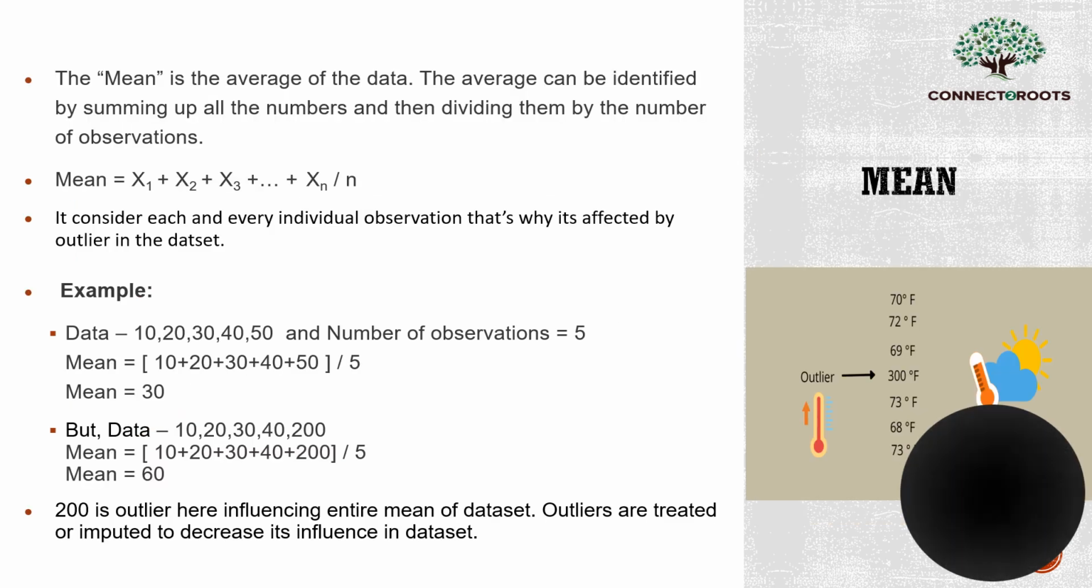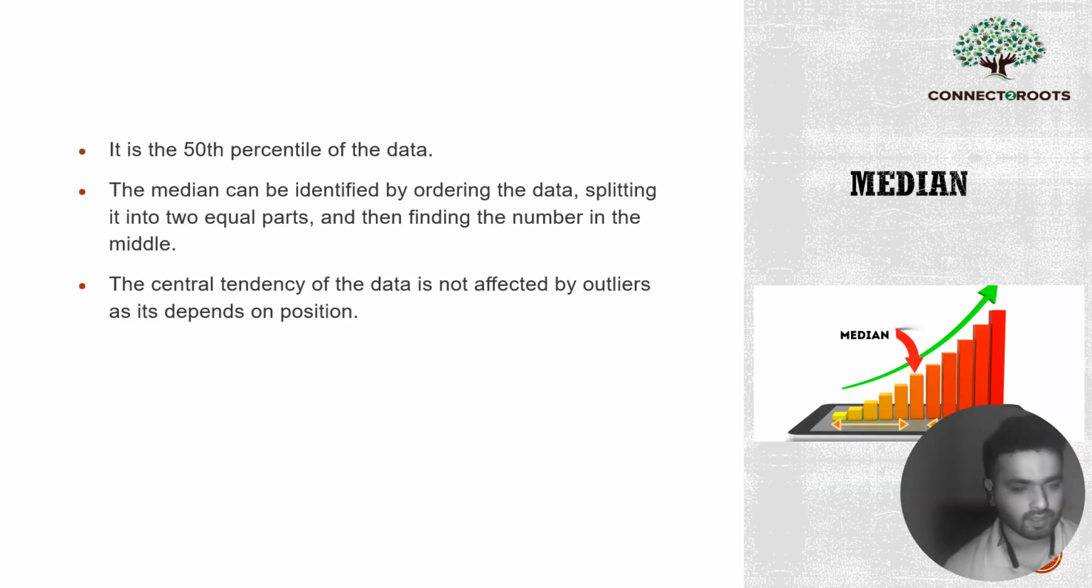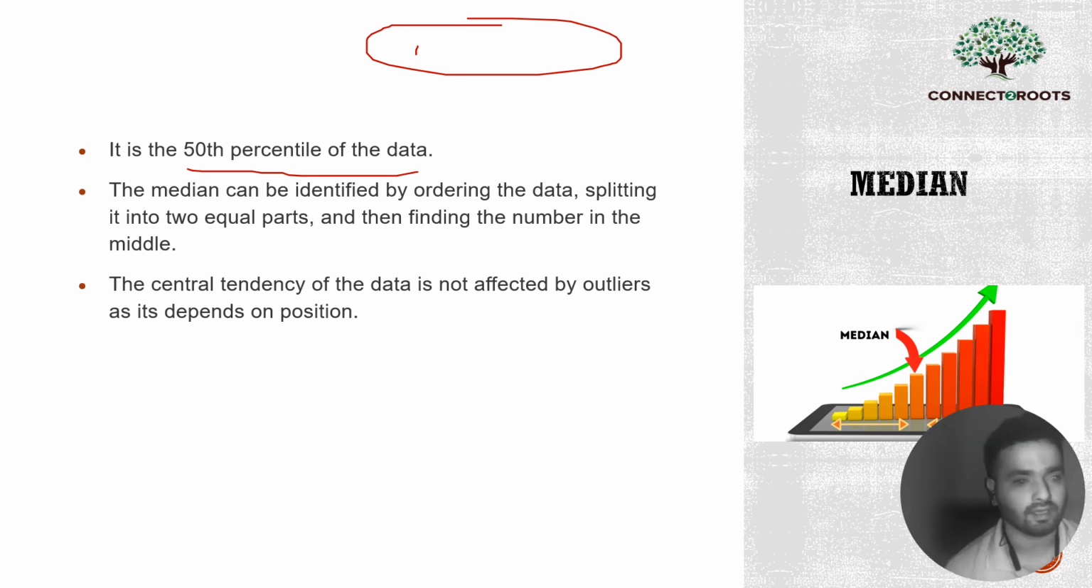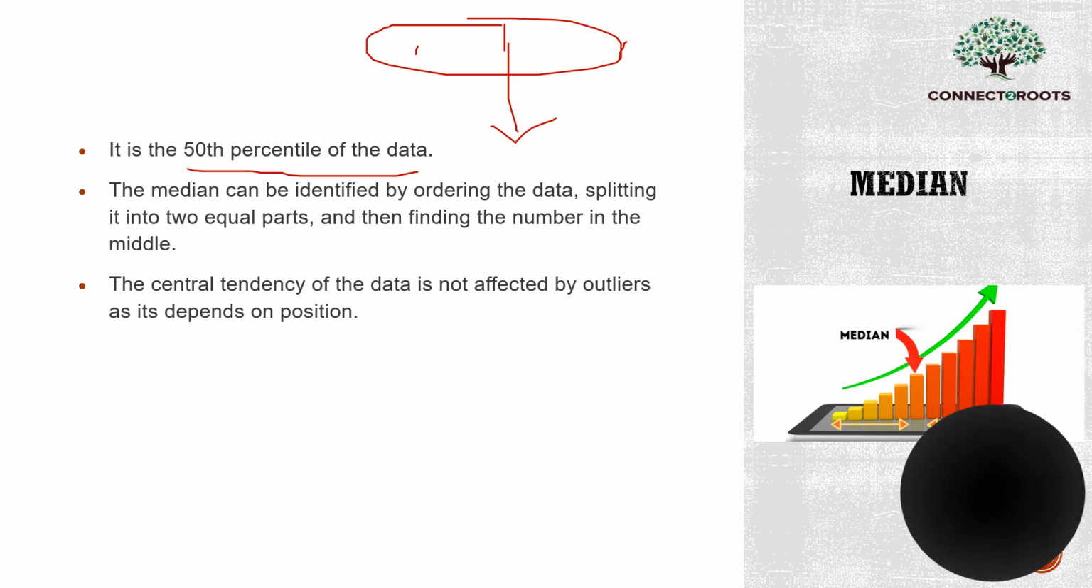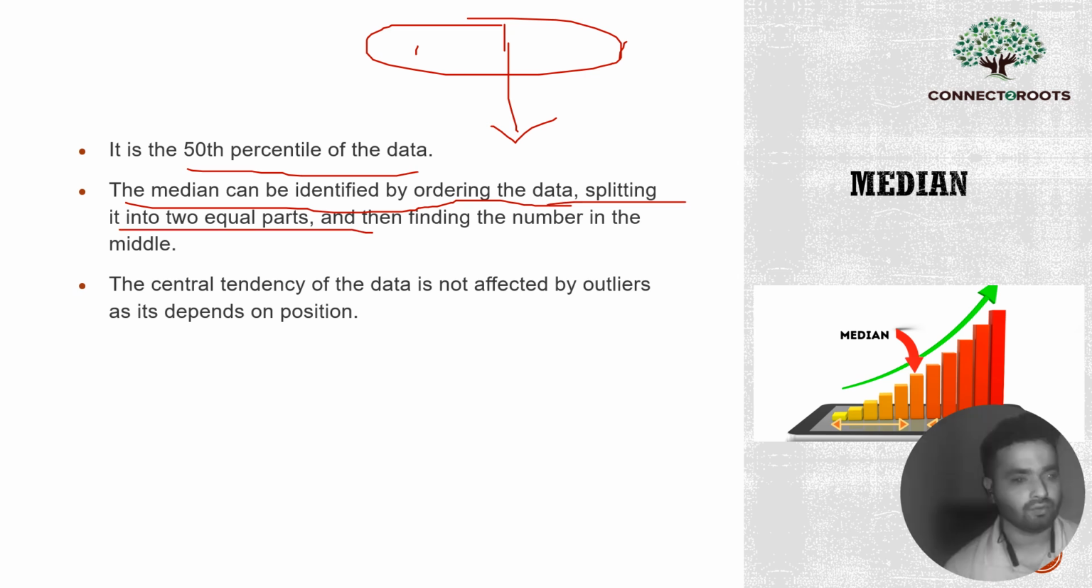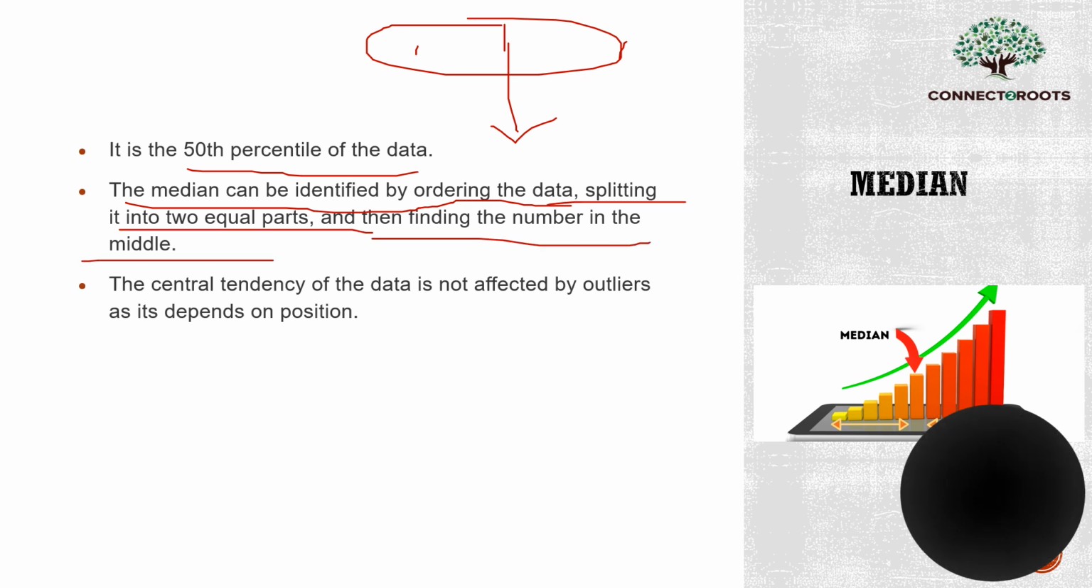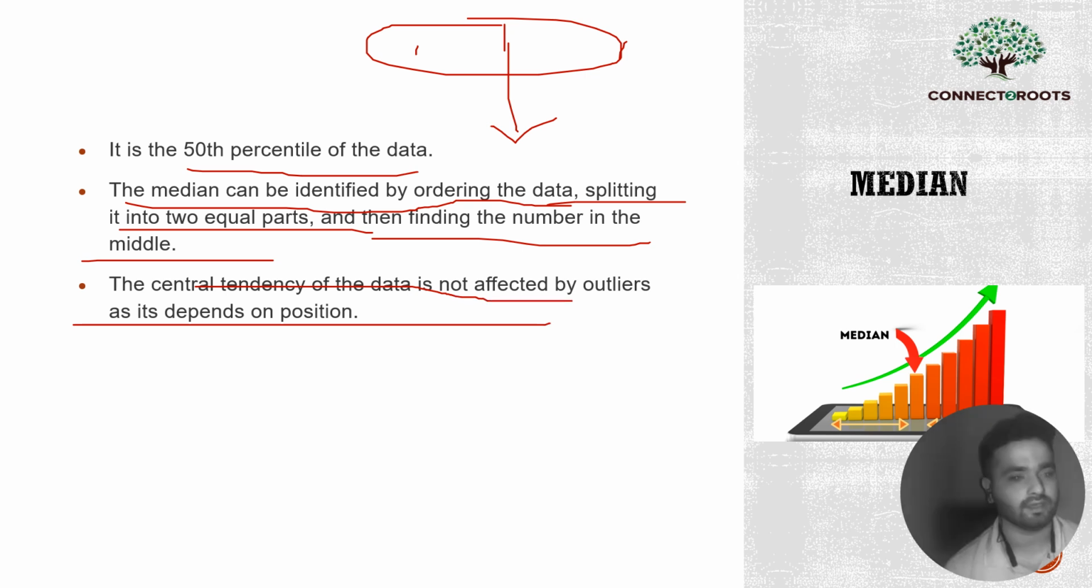So after understanding mean, let's move on to median. So what is median? It's the 50th percentile of the data, the middle part of the data. If you have 11 data points, then the middle will be the sixth data point. The median can be identified by ordering the data, splitting it into two equal parts, then finding the number in the middle. The central tendency of the data is not affected by the outlier.